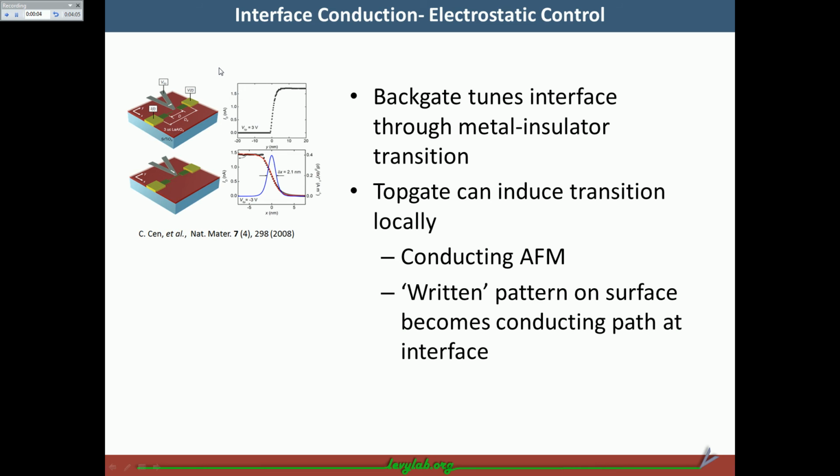Controlling this transition at the interface, clearly the growth conditions are important. For heterostructures grown with the LAO just below the critical thickness at which the two-dimensional electron gas forms at the interface, a positive backgate applied to the sample can induce that transition, consuming the device through the metal-insulator transition.